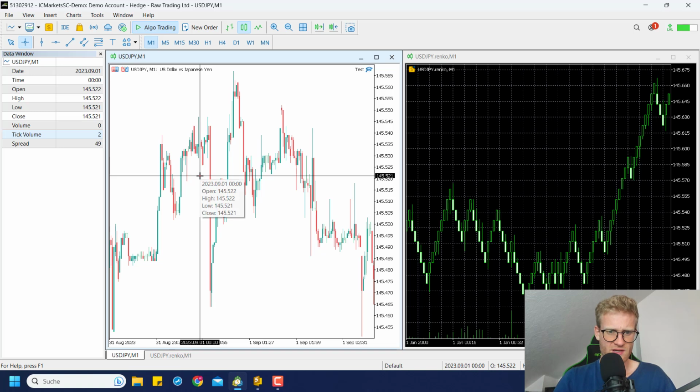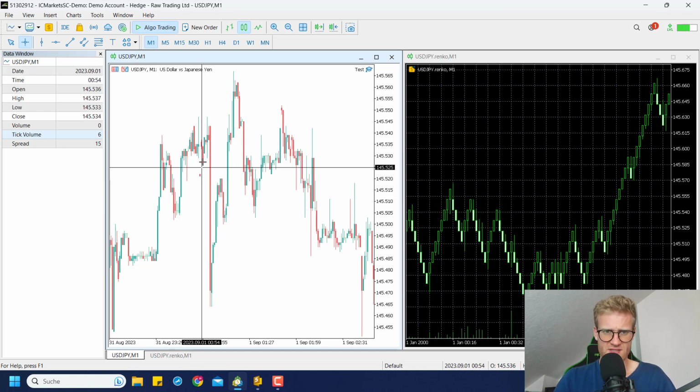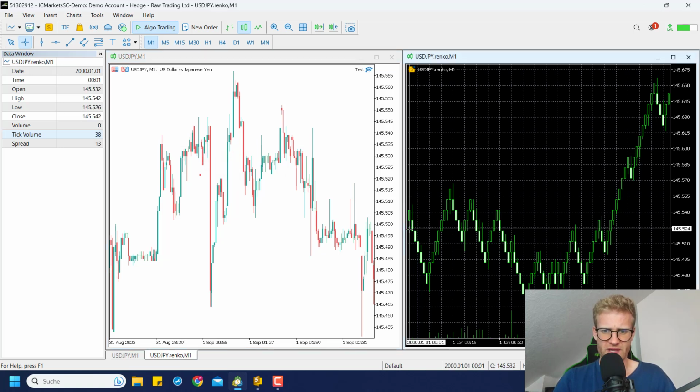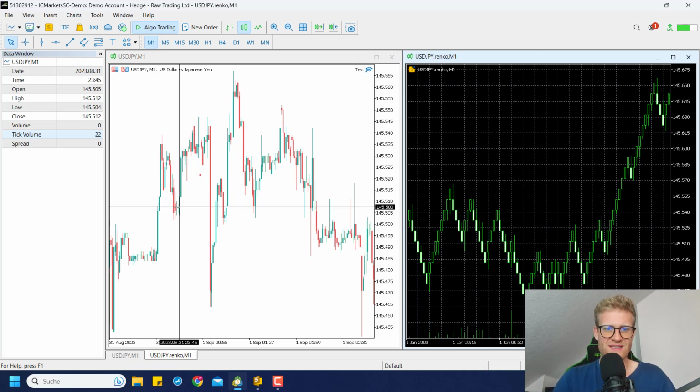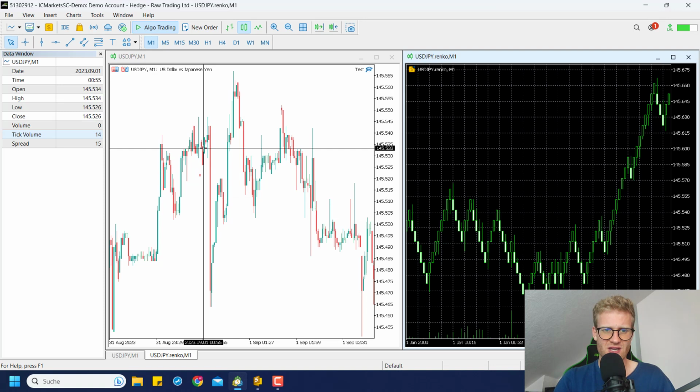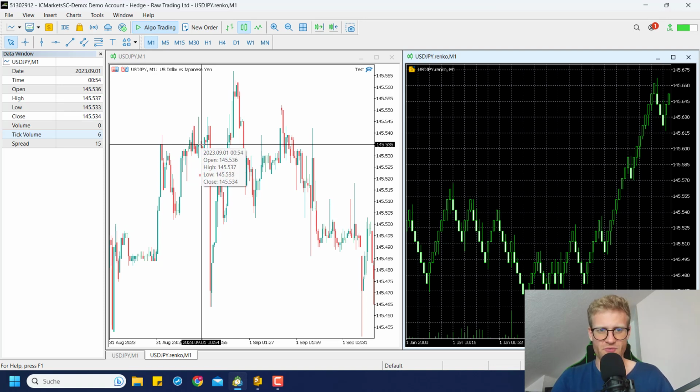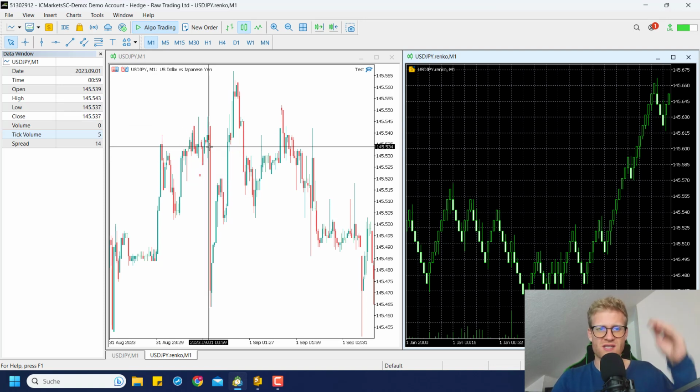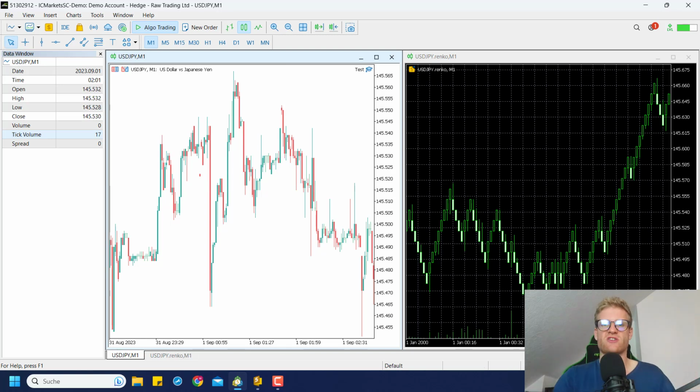Wait, this is a little bit weird. I don't know if we have this price. No, I think we start here, 145.534, and this should be around the starting level here. I mean, you get the idea. We start building the Renko chart here with these prices, but it would have been different if we start here, for example, because it will just change the complete outcome.